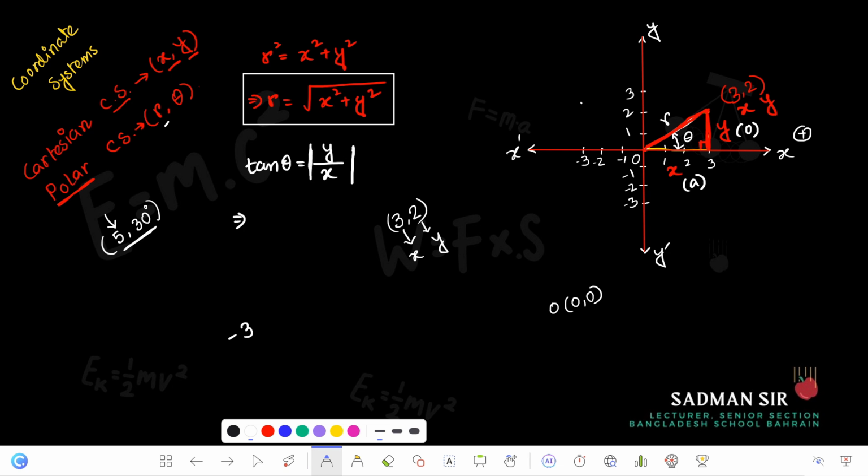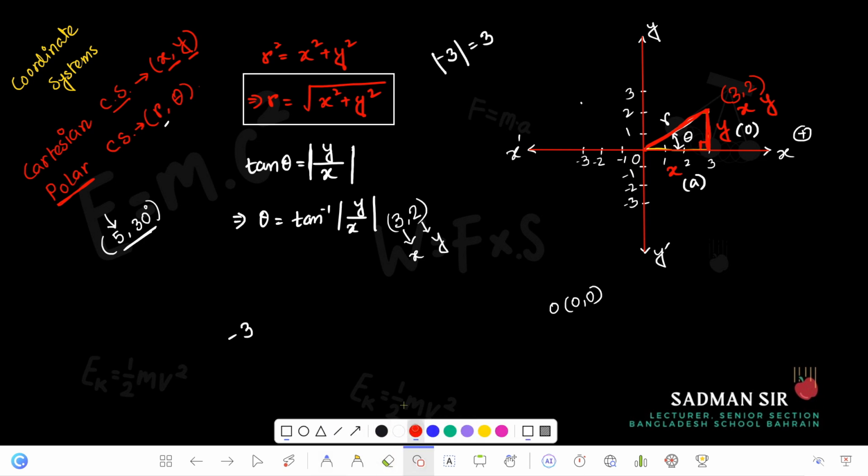So if I put a modulus sign here, it will tell you that only the absolute value will be considered. Even if it is -3, the absolute value of -3 is 3, so we will put 3 only here. Like that, no negative value will be here. So from here, if I want to find out the value of theta, then it will be tan inverse of y by x. Okay, so that is the formula to find out the value of theta.